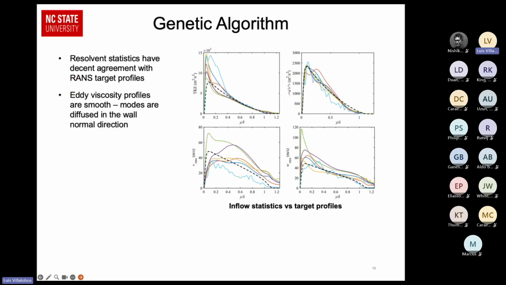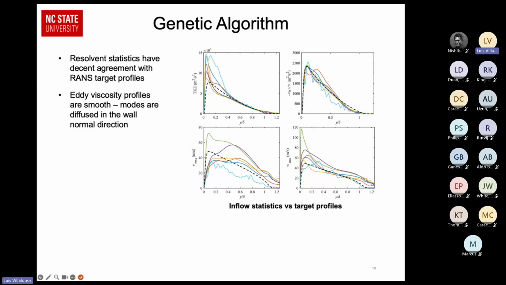Okay, the genetic algorithm. We're using a very similar method to Rudy, and we show in some of our previous work that we're able to get good agreement between a prescribed second order statistic profile and the resolvent modes.